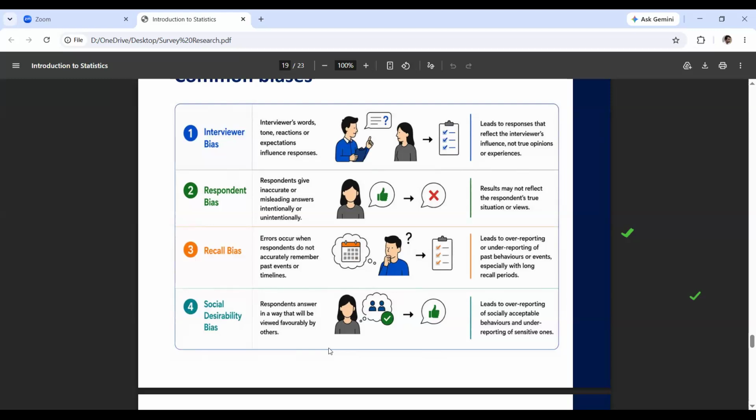Then there is a social desirability bias. Respondents answer in a way that will be viewed favorably by others.